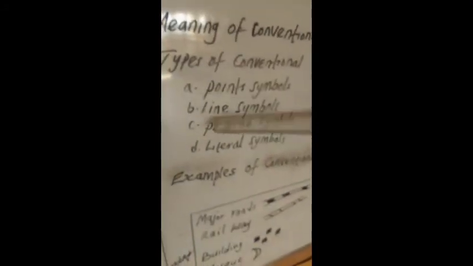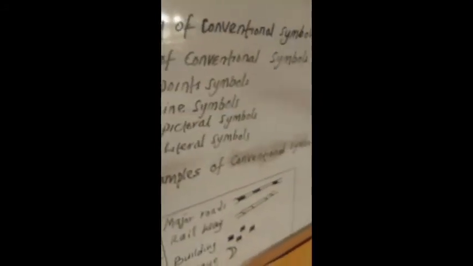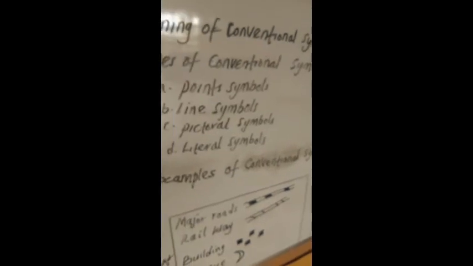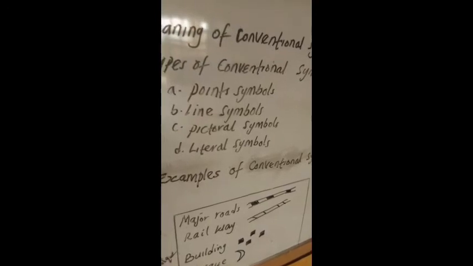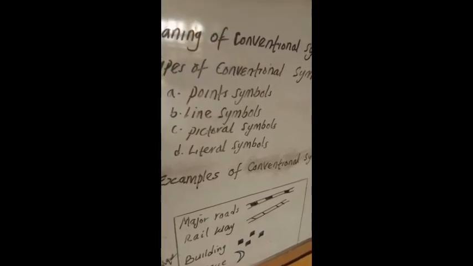Another type of conventional symbol is line symbols. Line symbols imply that we use a line to represent a specific feature, physical or artificial, in terms of social or whatsoever. To be specific, looking at this type of map, we have a line used to represent a particular feature. And what is this? It is a road on the map.